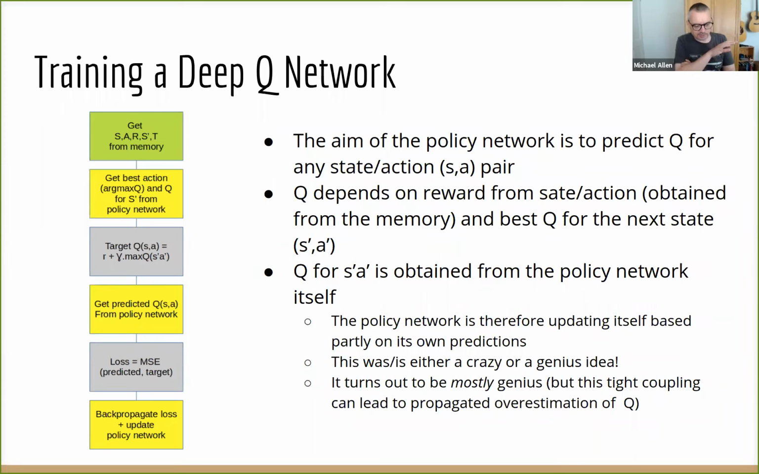One problem with this is that it can lead to overestimation of Q, which is where the next thing comes in. So I think this is the most complicated bit to get into your head, or I found, particularly the bit that it predicts based on itself. How are people feeling about it?